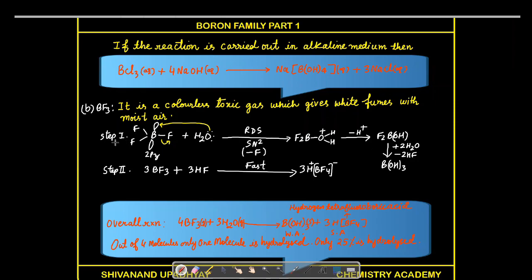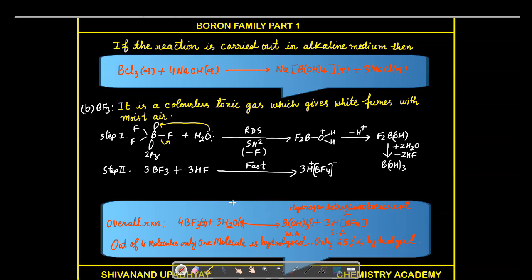So this was the first step. The second step is very fast. This was the rate determining step. As soon as these HF molecules form, they will further react with BF3. So this reaction is very important. HF molecules will further react with BF3 because they have lone pairs of electrons. So BF3 is electron deficient.